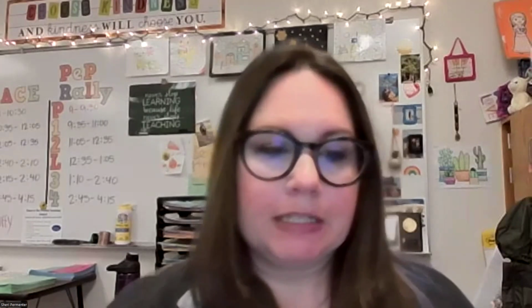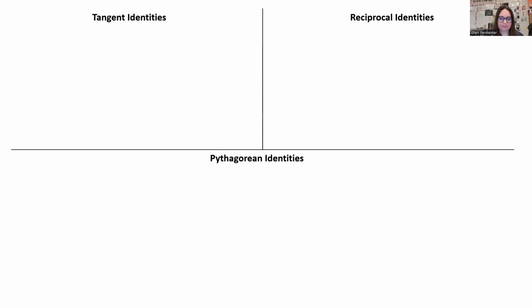Okay, so does everybody have the titles on their paper? Now let's fill it in. First thing that we're going to start with are the tangent identities.